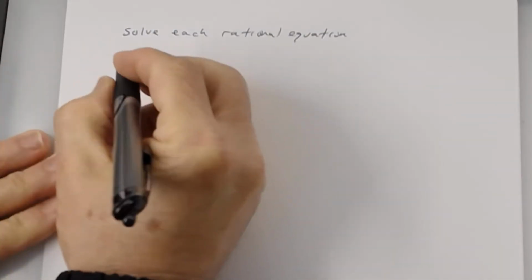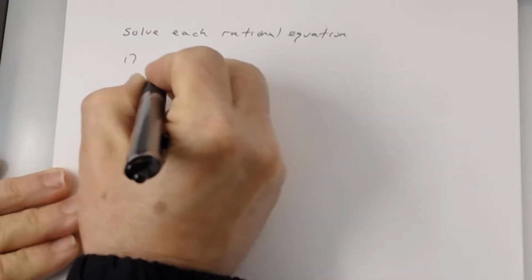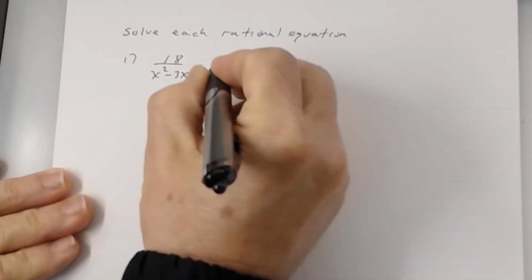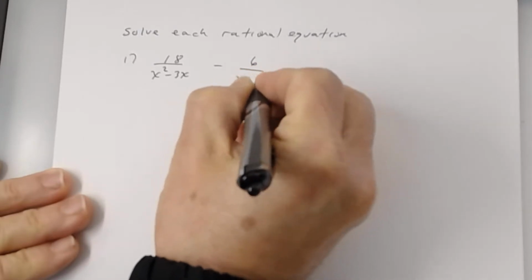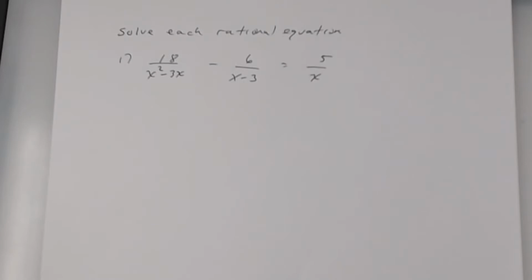Okay, number one, we have 18 divided by x squared minus 3x, minus 6 divided by x minus 3, equal to 5 divided by x. All right, so no, that's 1.2. We're still trying to finish up 1.2. Okay, so we have this rational equation.